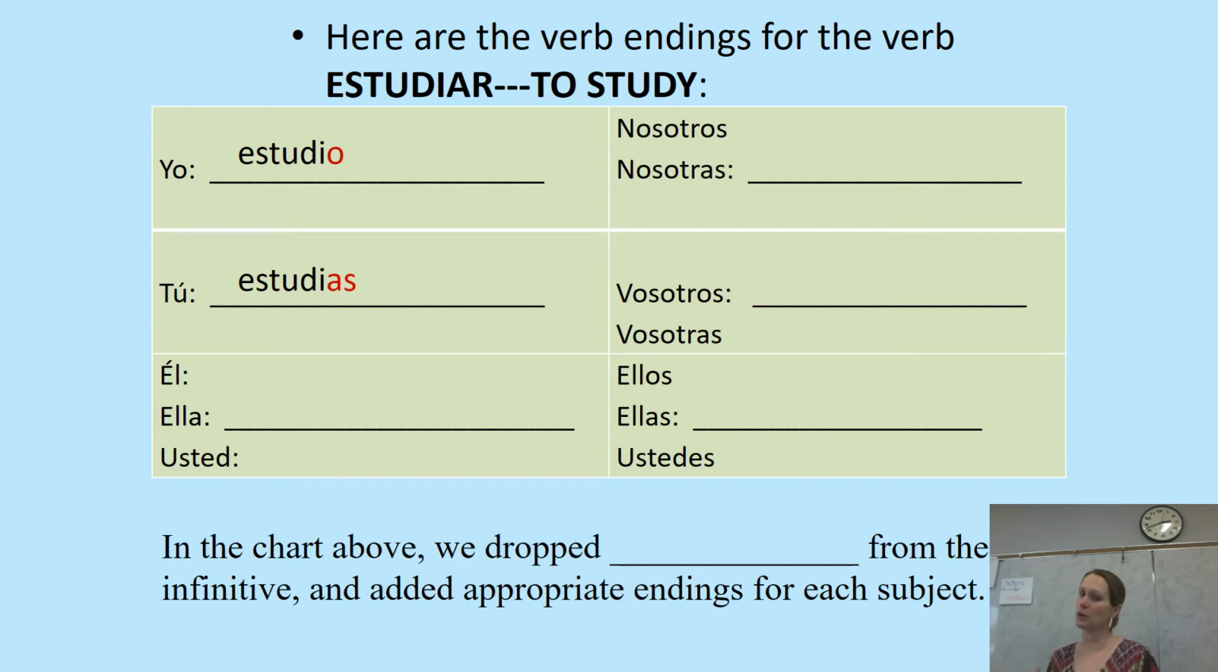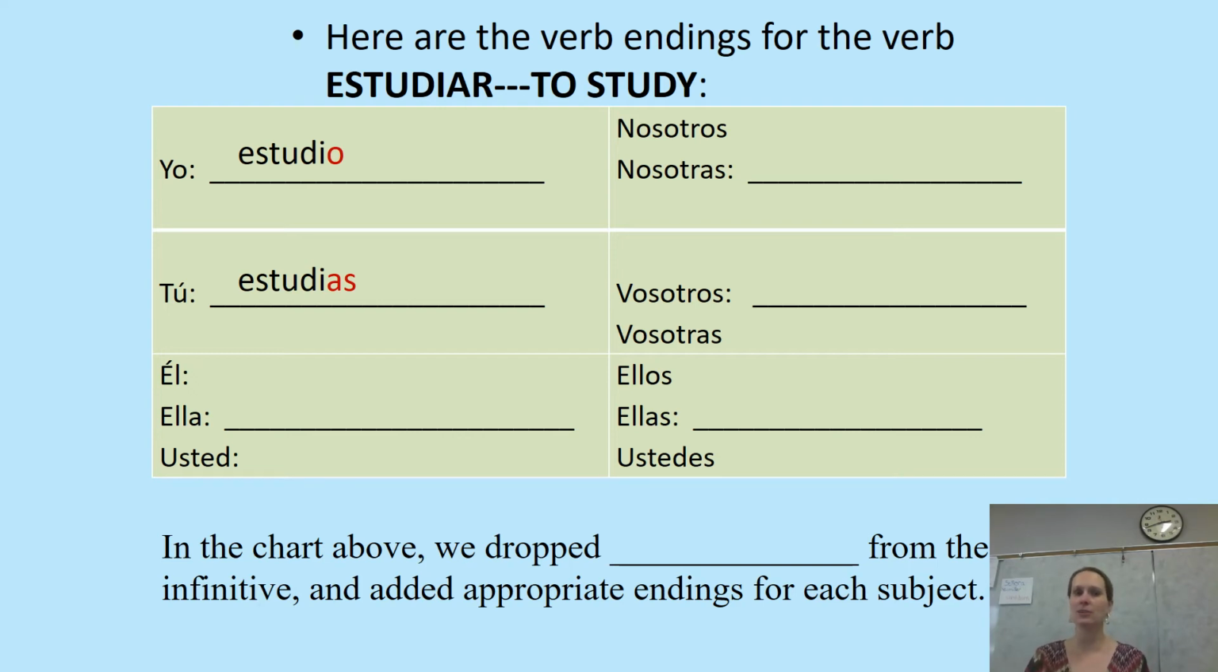The tú form, in this example, is estudias, you study. Again, often the tú form is in a question, so I might ask, ¿estudias mucho? ¿Hablas mucho? ¿Compras muchas cosas? Do you buy a lot of things? But the tú form of these verbs is going to end in as.